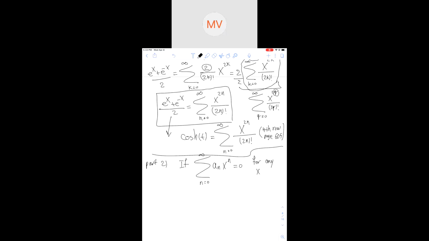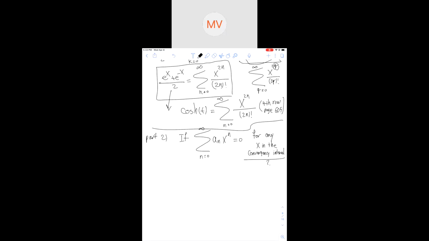So for any x in the convergence interval, I'll explain what that one is. I'll put a question mark. I'll explain what that is. For any x in the convergence interval, this interval is symmetric. You probably remember how we got that. There was a radius of convergence. So for any x inside that interval, if this is true, then think about it.